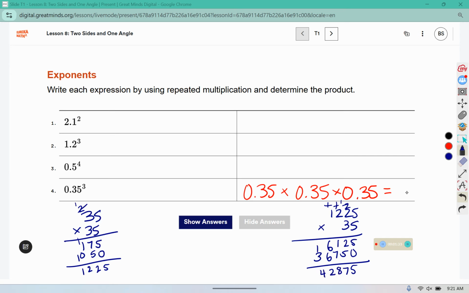So we have 4, 2, 8, 7, 5. That's five place values, but we said we needed 6. So we need one additional spot before the decimal. So we've got 0.042875.